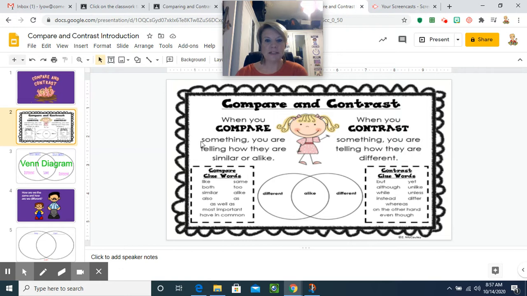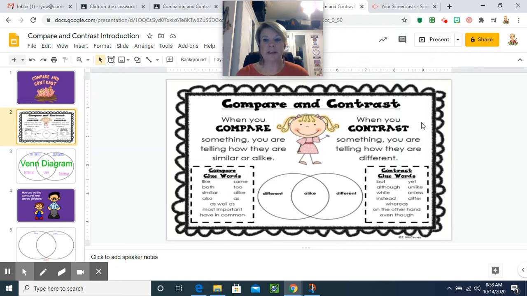When you compare something, you're telling how things are similar, or how they are alike, or how they are the same. When you contrast something, so that's this word right here, contrast, you're telling how things are different. We do this all the time. You just probably didn't realize that it was called comparing and contrasting.